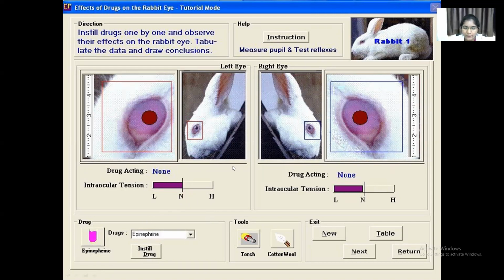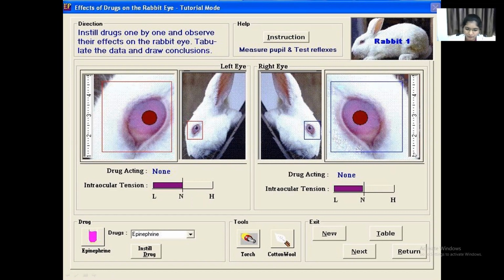Afterwards, after instillation of the drug, immediately you will note down the changes in pupil size, whether it decreased or increased. Here you can see these are the miotics. When we give a miotic drug, it decreases the pupil size. This we can measure with the scale. You will check whether the pupil size decreased or increased using this scale. On this scale, one division contains 1 mm.